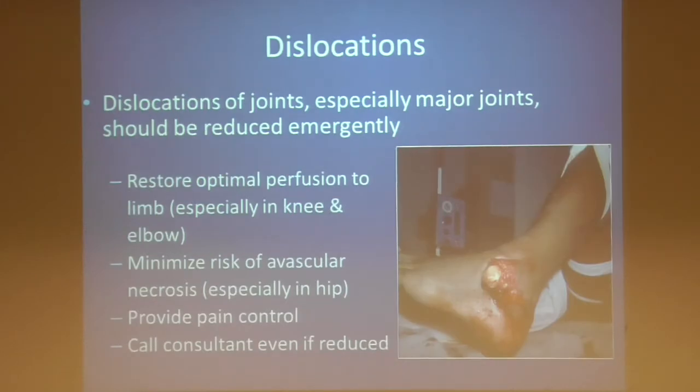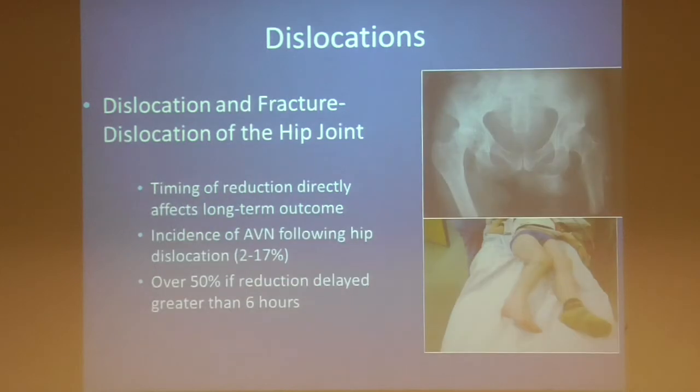Dislocations, so obviously we want you to get us involved quickly if it's something you're not comfortable with reducing, to try and get that joint reduced, not only for the cartilage health, but obviously for the vascular health of the limb. The timing of reduction, just like I stated before, it's important to try and get these joints reduced as quickly as possible. There are some that are more urgent than others.